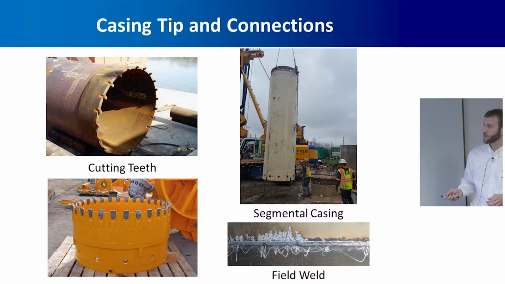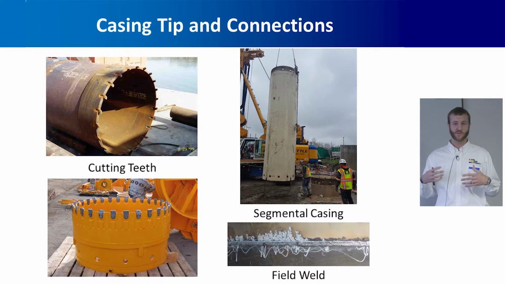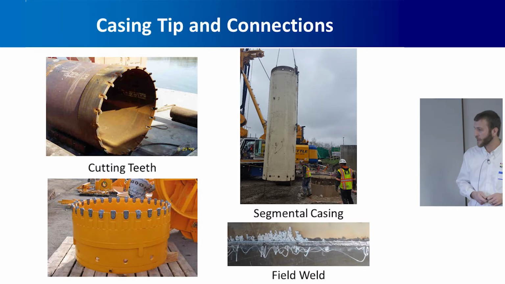This is a tip for use with segmental casing and an oscillator. And then this is a piece of segmental casing. So like I said, that segmental casing has really thick wall, and it has these threaded pin connections. But it's really expensive. Ideally, you don't want to use segmental casing in a permanent application, usually due to cost. For standard steel pipe casing, we generally join the pieces with welds done in the field.